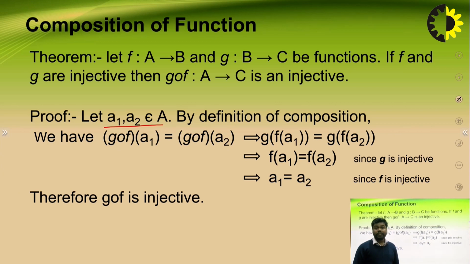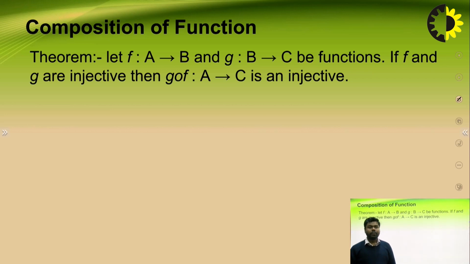Since g is injective, here it is given g is injective, and from that f is also injective, so a1 is equal to a2, therefore g of f is injective. Now this is the writing method. Now I am going to solve it for you through the diagram method.